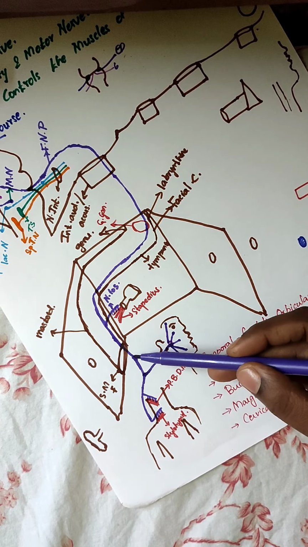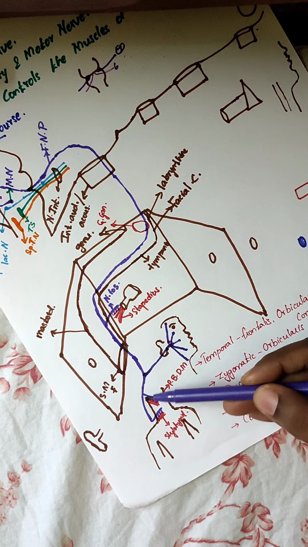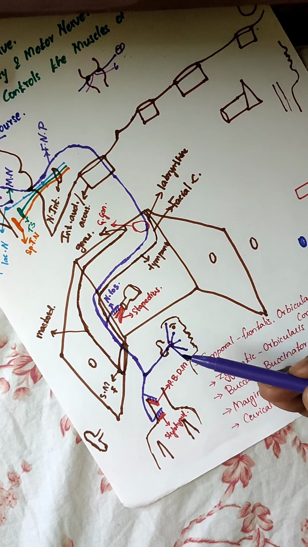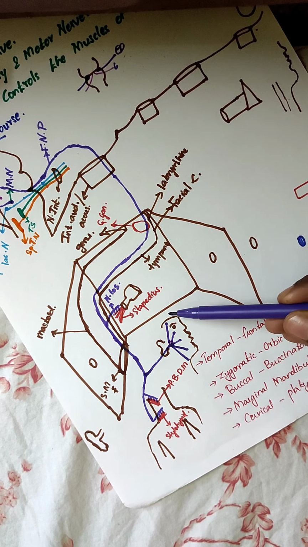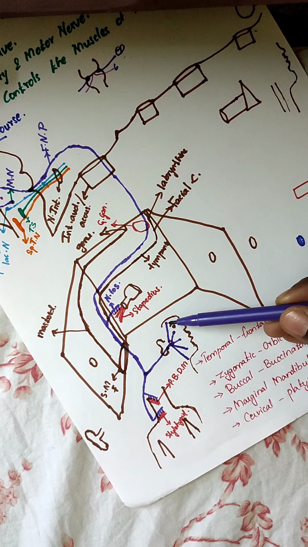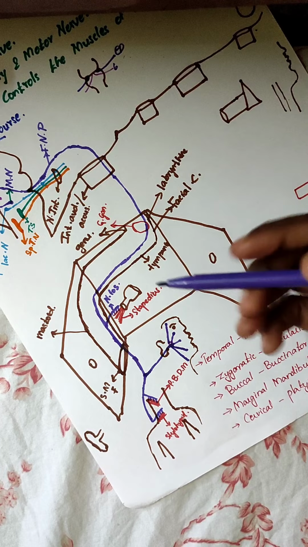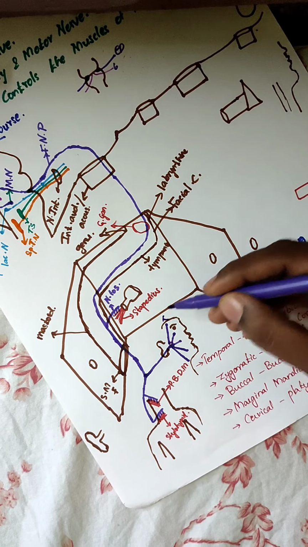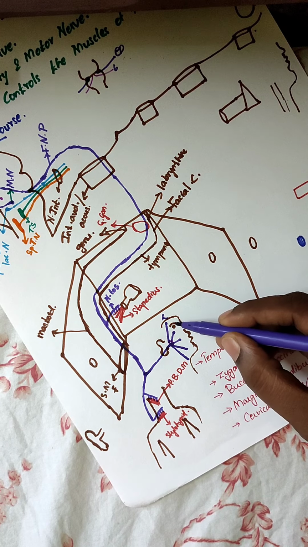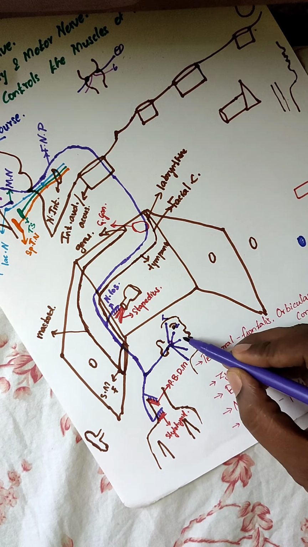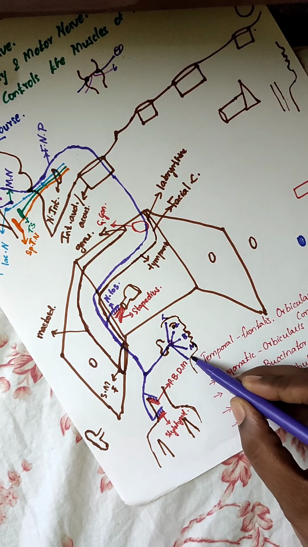So after coming out of the stylomastoid foramen, it is divided into two branches: one branch moves downwards and the other branch goes to the parotid gland. Then it is divided into five branches. The temporal branch supplies the muscles in the forehead. Next comes the zygomatic branch, then buccal, marginal mandibular, and cervical.